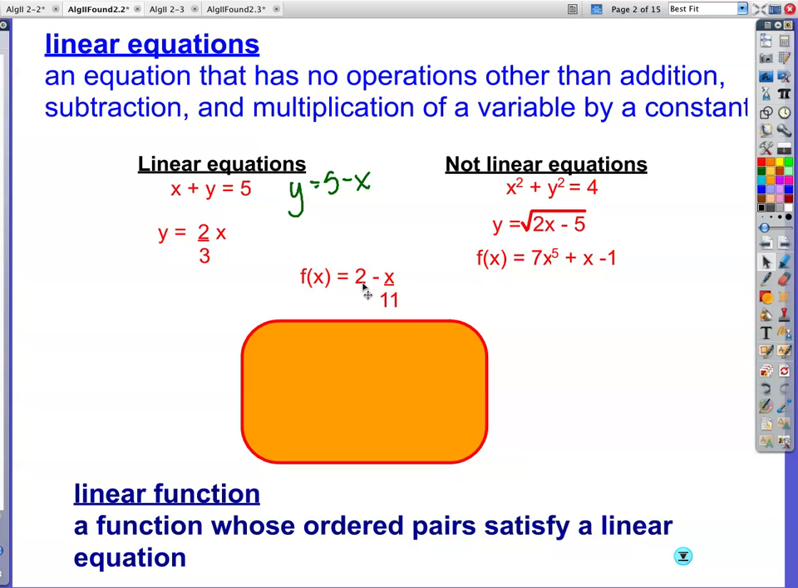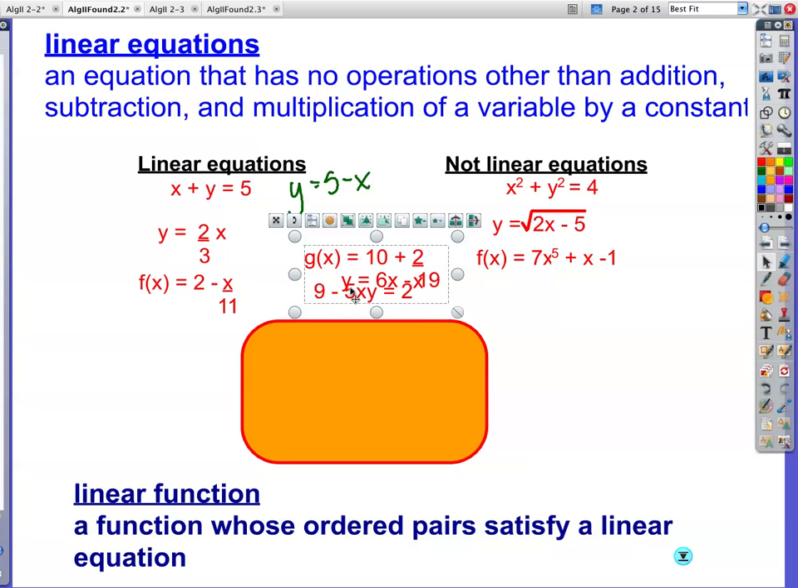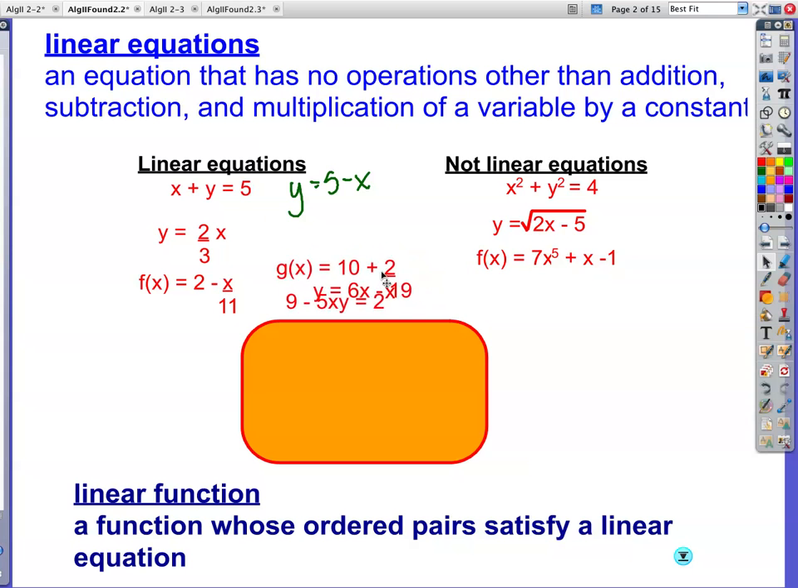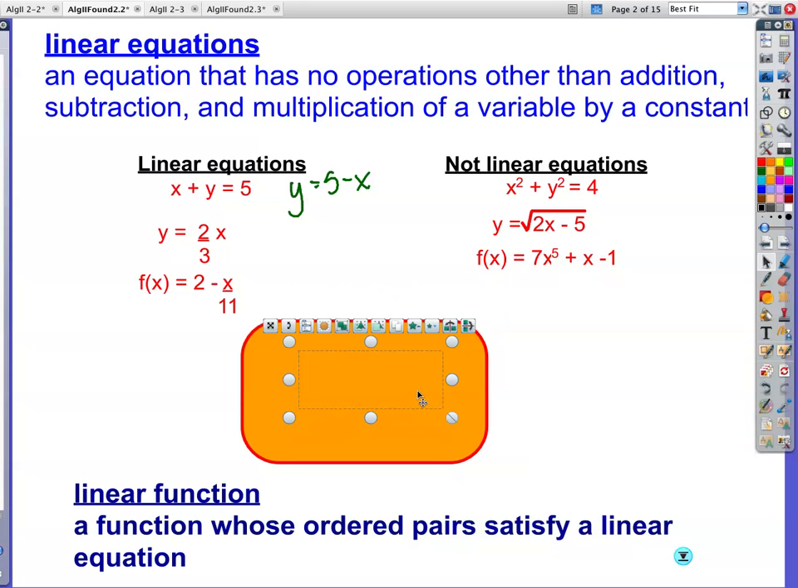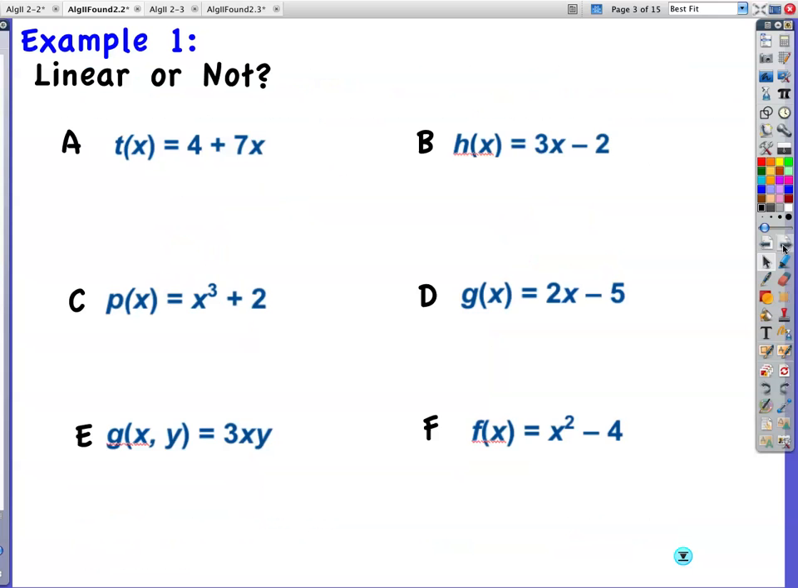2 minus x over 11. I still think we're good here. This is actually 1/11 x. So that is going to be a linear equation. There's one more over here. Uh-oh, they're all grouped together somehow. Ungroup them. Oh no. Okay, we're just going to hide those. I think you got the idea because I've got more on the next page.